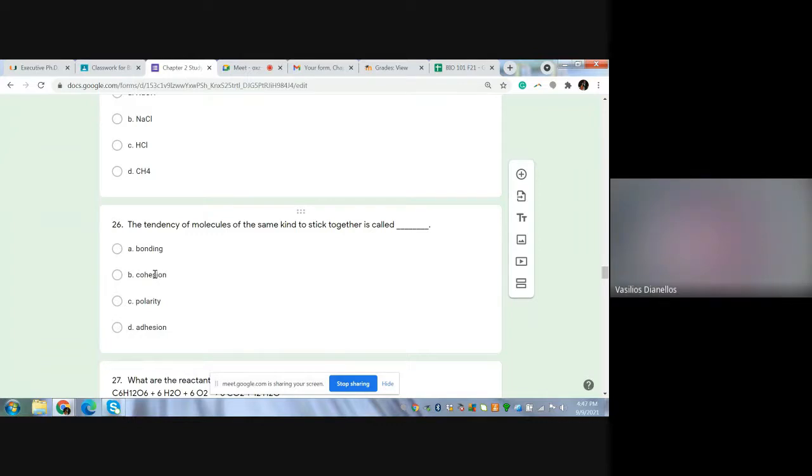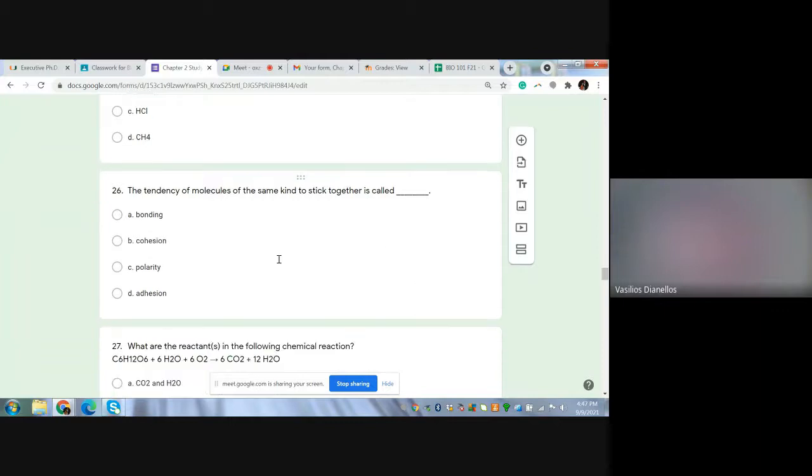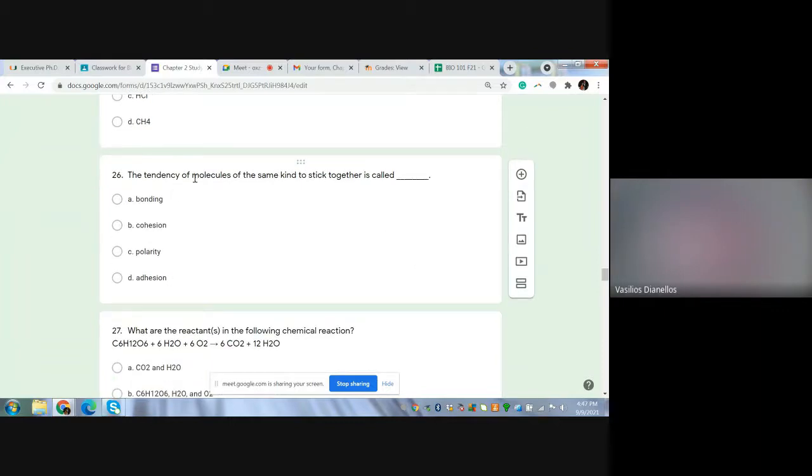When a water molecule sticks to a glass jar, that is adhesion, because that's when you stick to something that's different. So any questions about number 26? I won't ask you about adhesion. Just know what cohesion is.